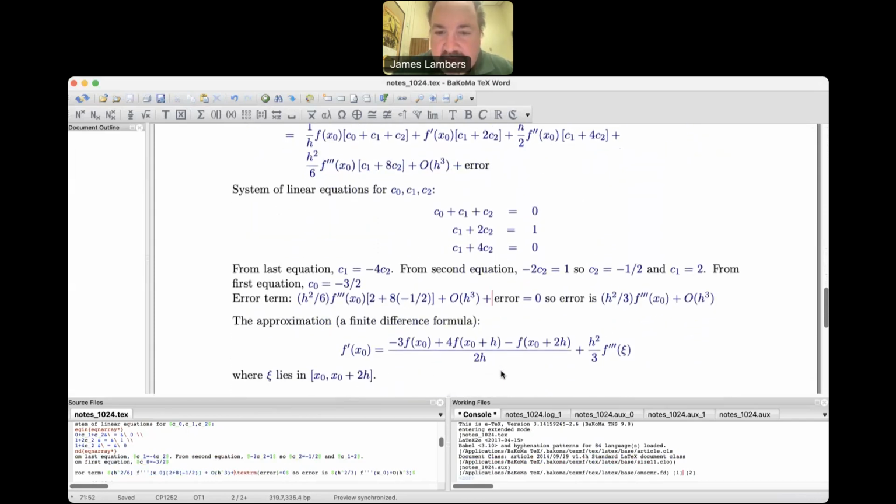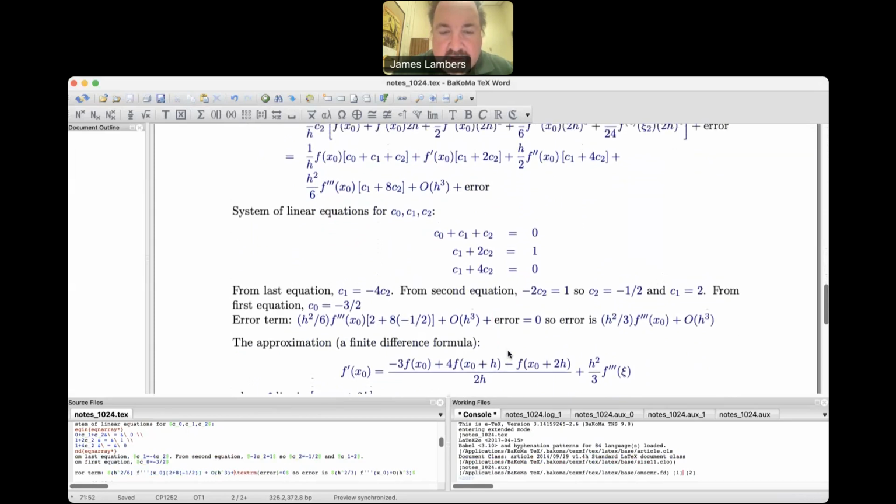So now I take this equation and solve it for the error. And once I do, the error turns out to be this. So h squared over 3 times the third derivative of x naught, plus some other terms that have a rate of convergence of h cubed. In other words, they have powers of h that are 3 or higher. Remember, h is meant to be small, so higher powers of h lead to something smaller.